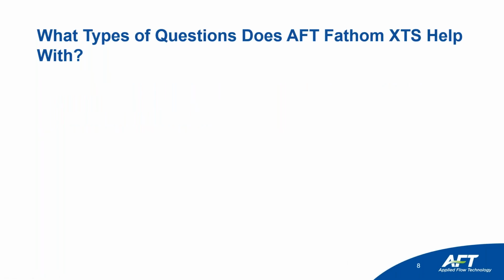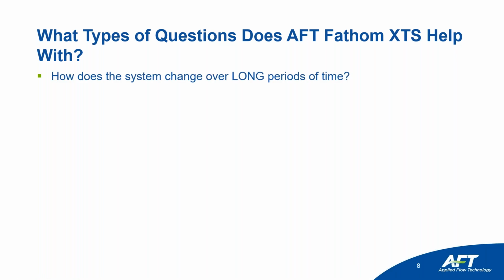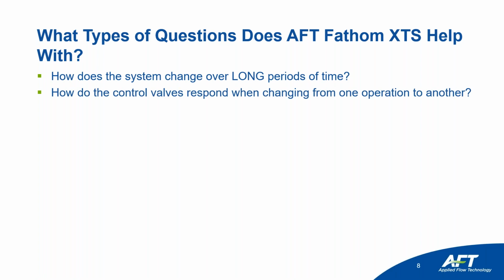So what types of questions would AFT Fathom XTS help with? Here are some examples. How does the system change over long periods of time? How do the control valves respond if you're changing from one operation to another? So maybe you're not doing a sudden valve closure or a sudden pump trip, but maybe you have a control valve where it's operating initially at 1,500 gallons per minute, and you want to change that to 2,000 gallons per minute. And maybe you're changing your control valve set point over a minute or so, and then you want to be able to see how the system dynamically interacts while you're making those changes.